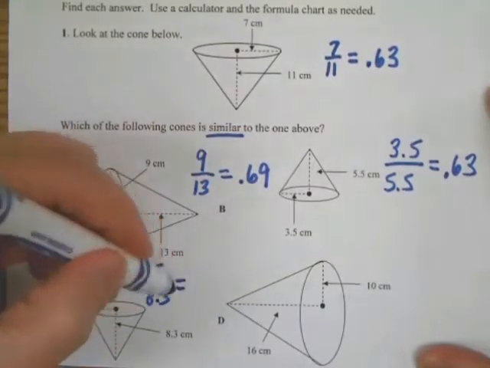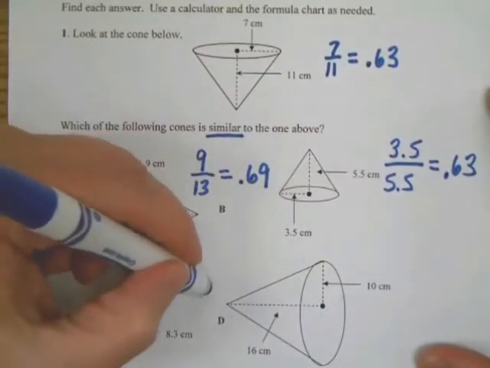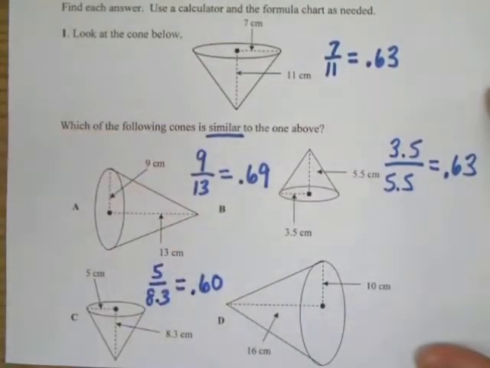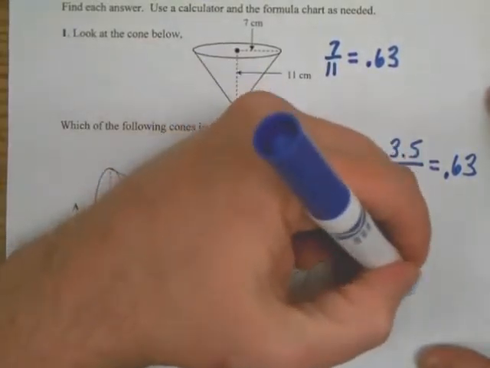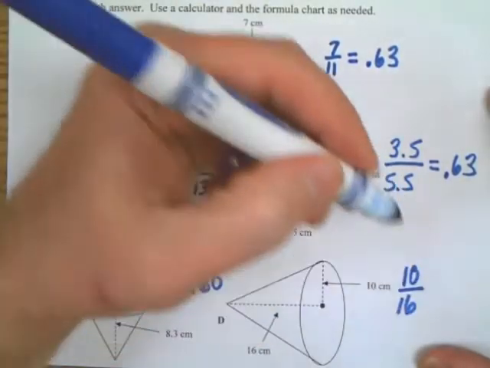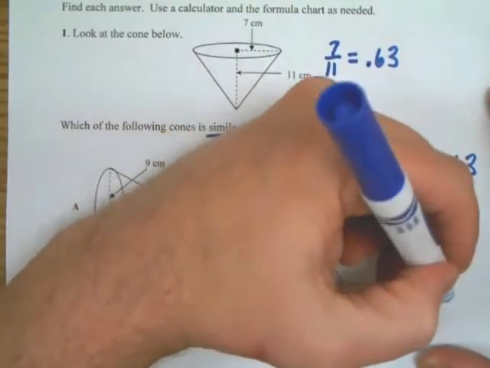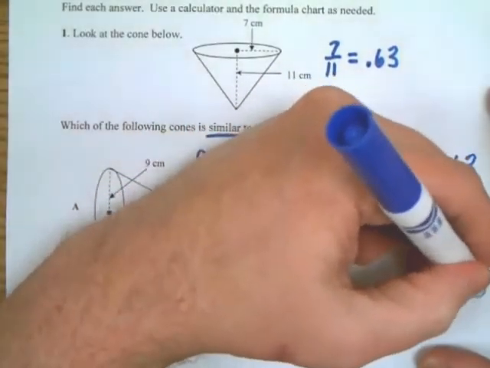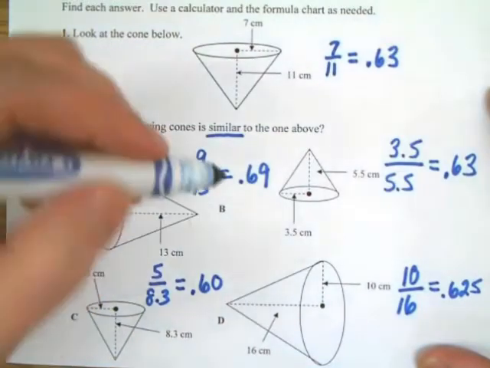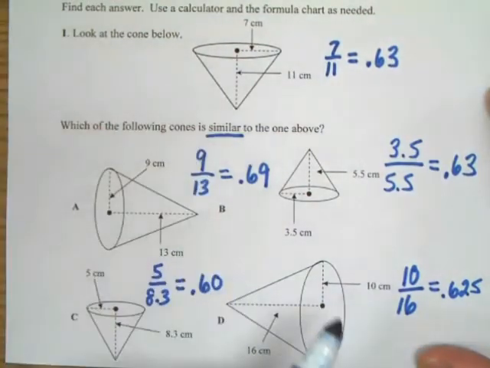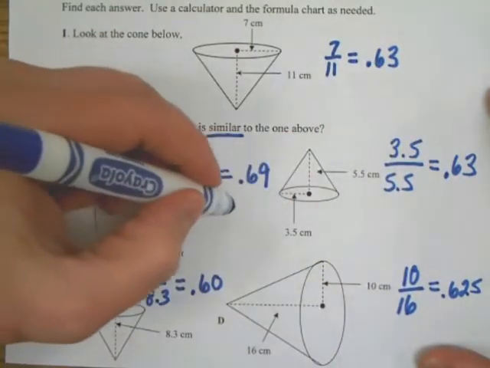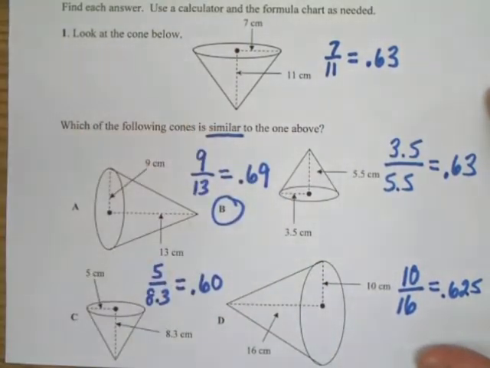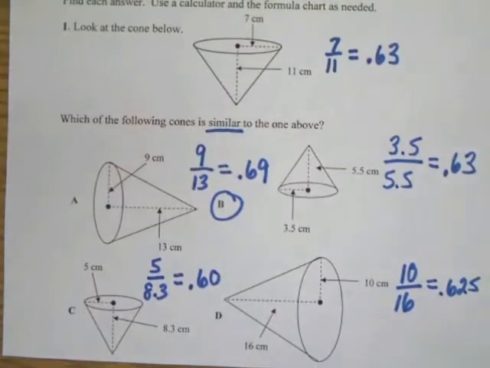Comparing the bottom, I have 5 divided by 8.3, which is a 0.60 ratio. And the last one, the bottom, is 10 divided by 16, which is going to give me a 0.625 ratio. The correct answer for this problem with matching ratios is answer choice B.